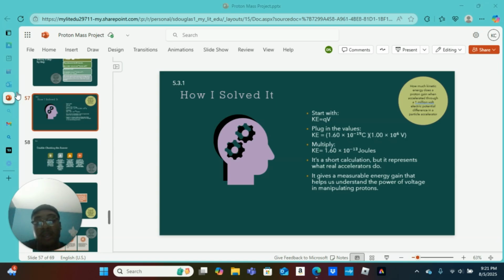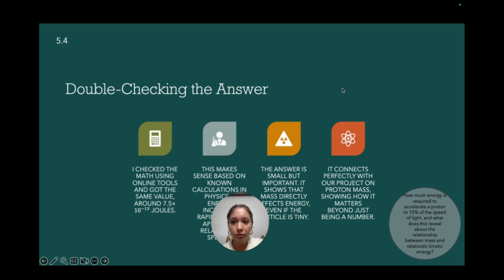It gives a measurable energy gain that helps us understand the power of voltage in manipulating protons. And just like in Sarah's problem, this amount of energy looks small, but it's powerful when applied to tiny particles like protons. This is the kind of energy gain we see happening constantly in real life particle accelerators.